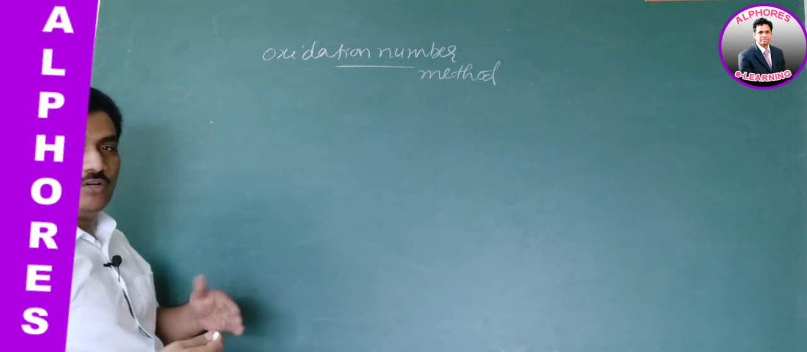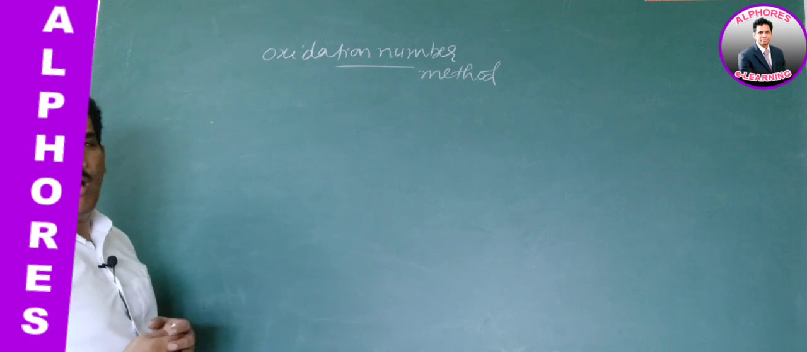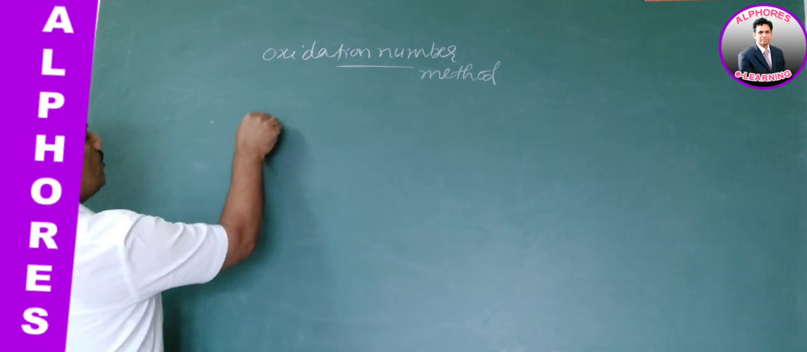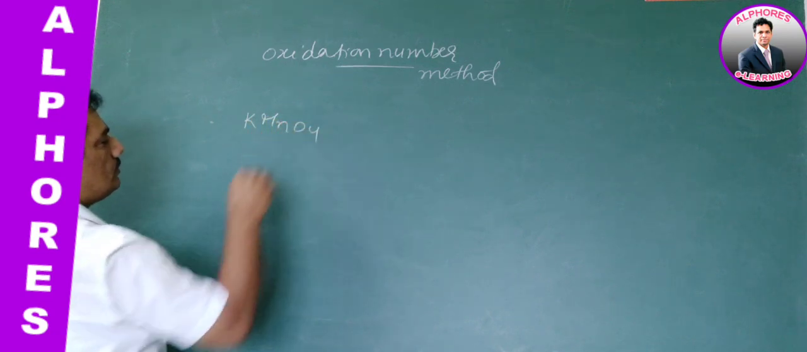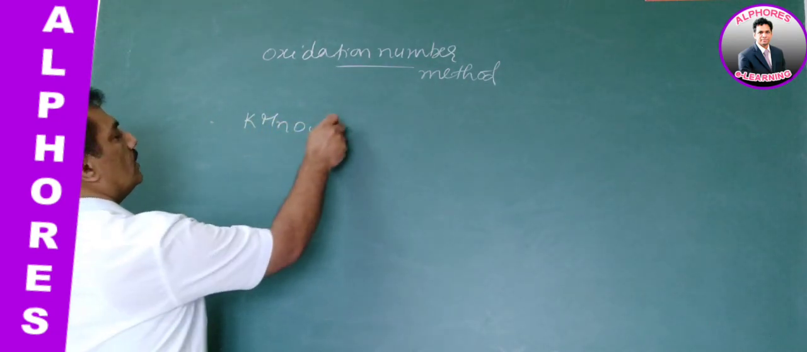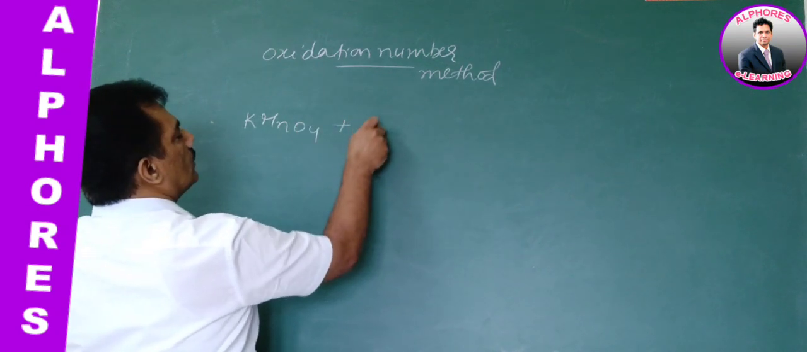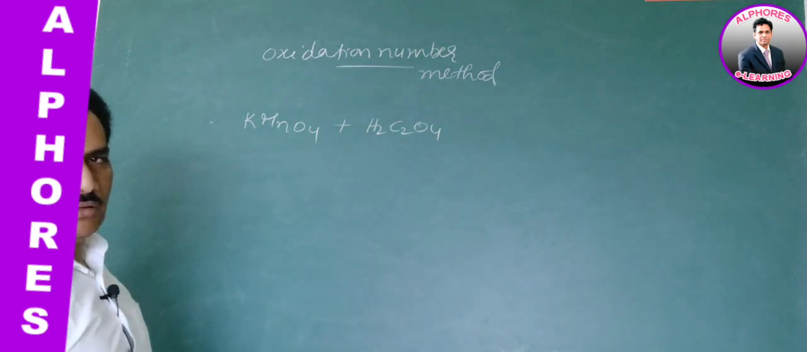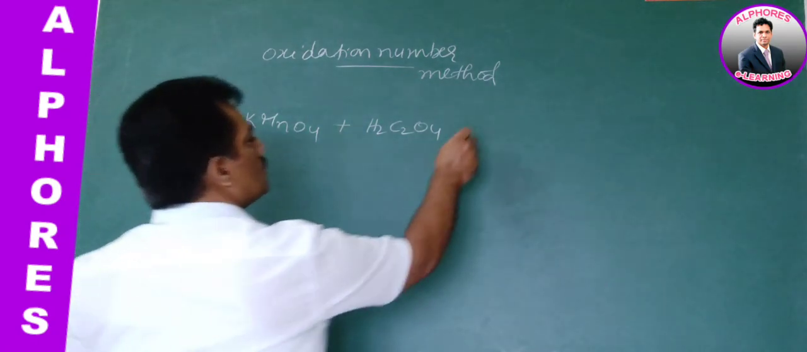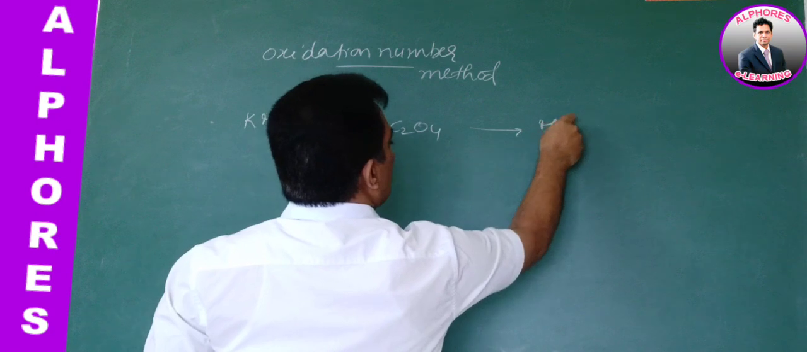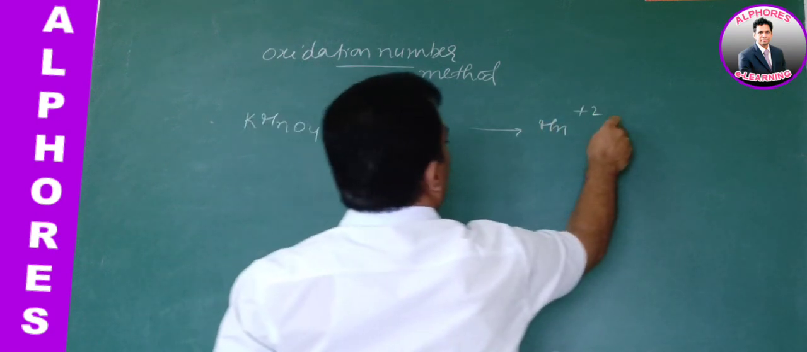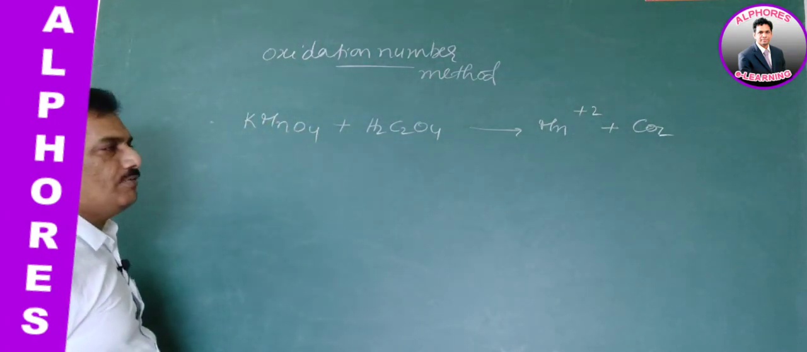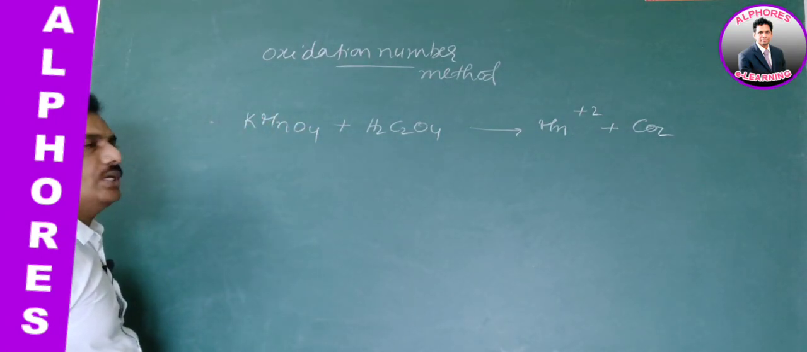so as to understand the logic, that is the principle involved in balancing the equation by the oxidation number method. It is KMnO4 reacting with H2C2O4, that is nothing but oxalic acid, so as to give Mn2+ and CO2. This is the reaction given to balance by the oxidation number method.